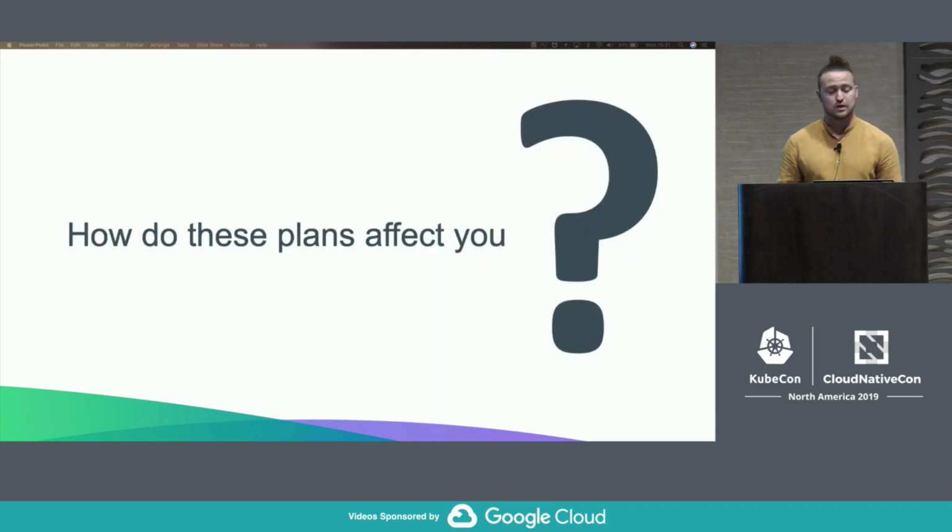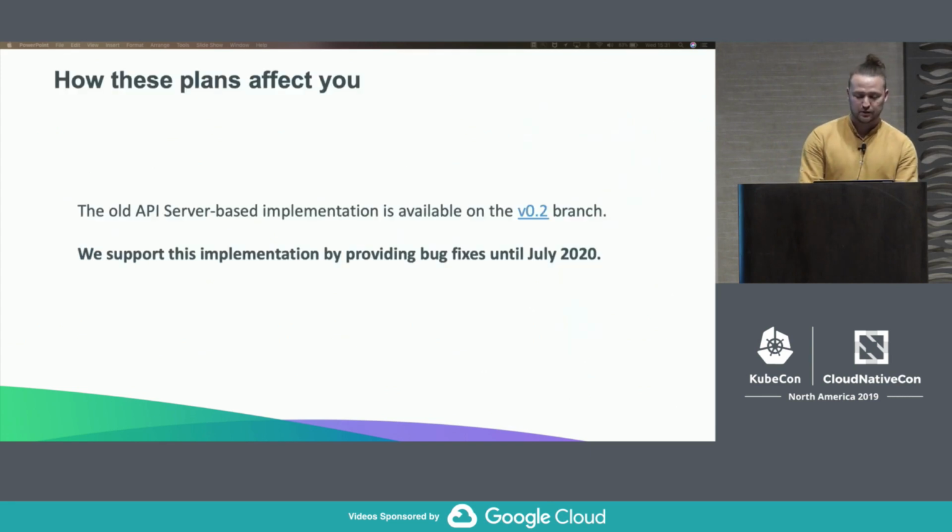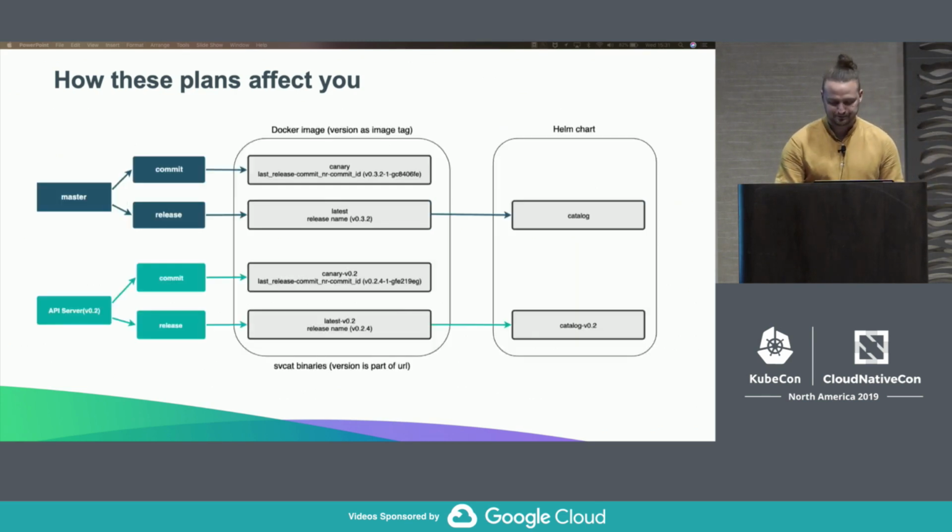So let's say a few words about how those plans affect you. First of all, the old implementation is still available on the 0.2 branch, and we support that implementation until July 2020. We provide bug and security fixes for that implementation. Because we are supporting two versions at the same time, we had to adjust our pipeline just a little bit. The release process from the master branch looks exactly as previously. So commits from master have two tags, canary and a specific name for the commit. In case of a release, we are also pushing the helm chart to our registry using the catalog name.